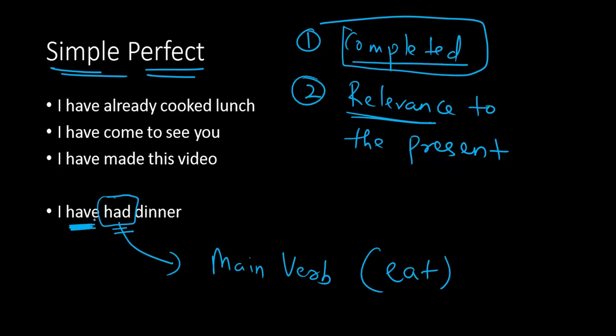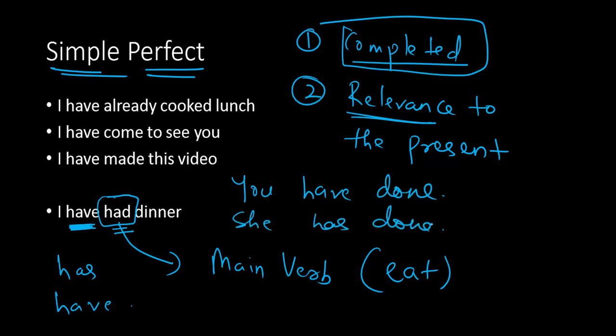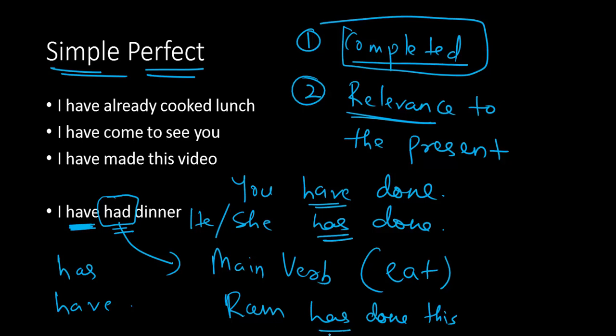So auxiliary and the main verb. The auxiliary verb should be either has or have. So with you, have done it. She has done it. With he and she we use has instead of have. With singular forms, right, let's say Ram has done this. Similarly, with any other name we can simply use has instead of have. And with plural forms like they, we use have. They have done it.